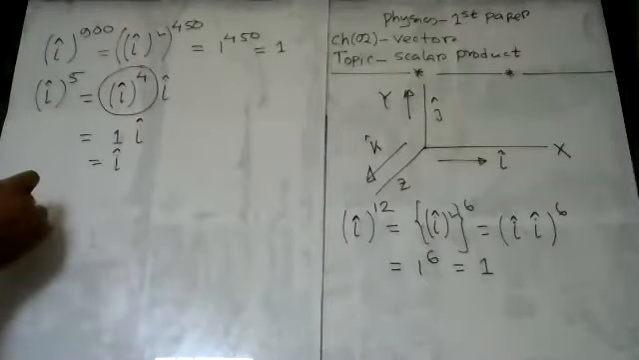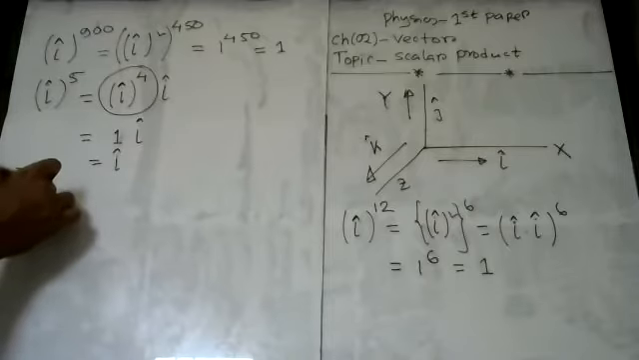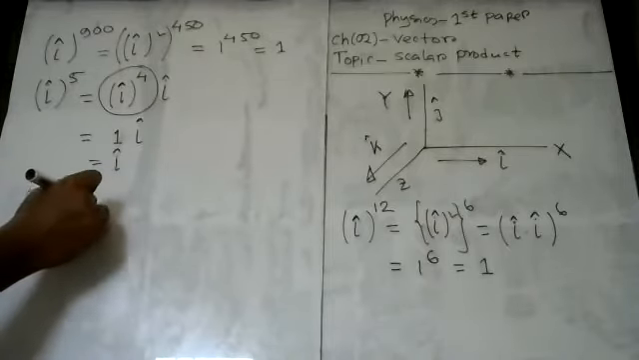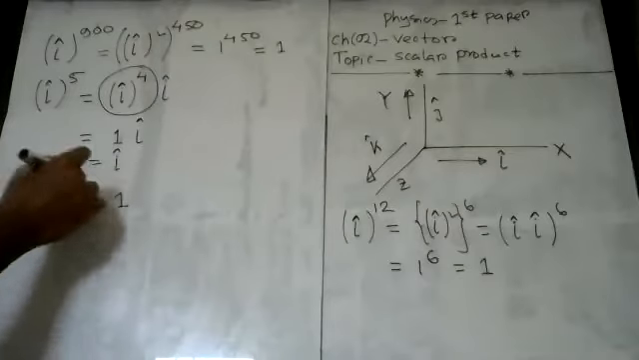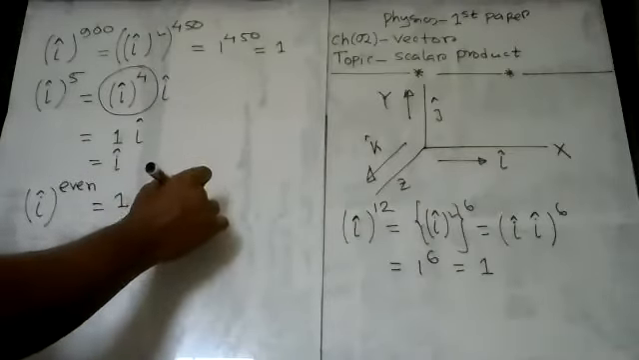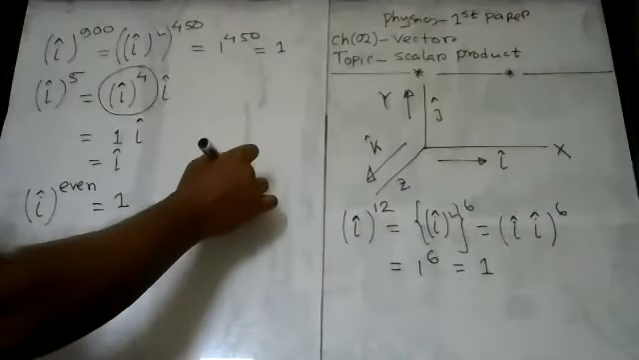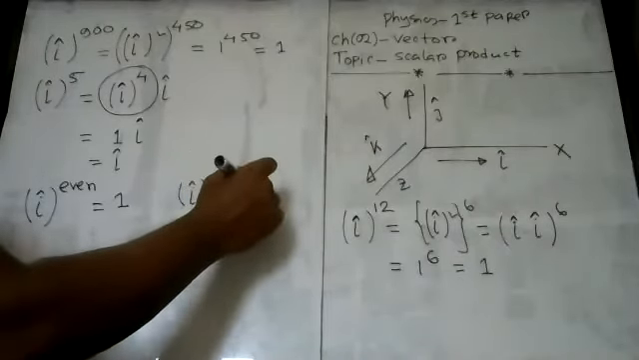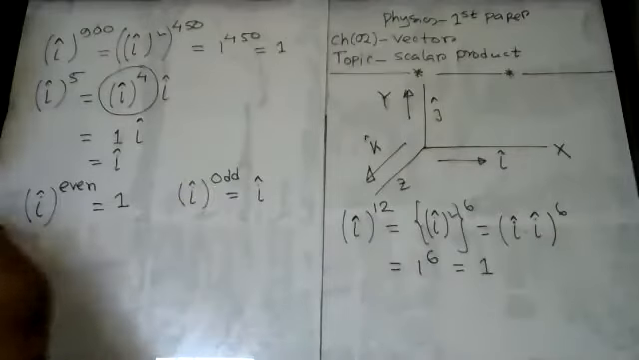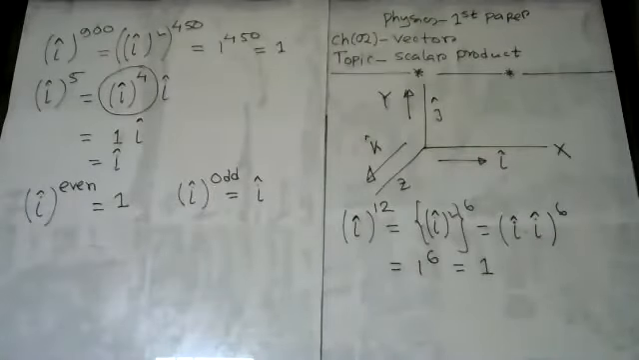So in conclusion, you can say that if the power is even, it will equal 1, and if the power is odd, my dear student, then it will equal i. So this is the output, and these two are very important quiz step questions, okay?